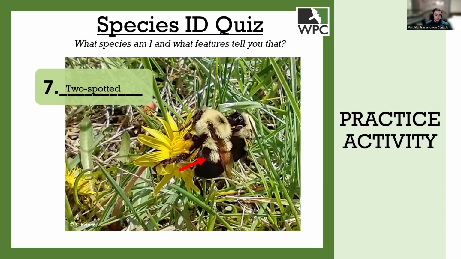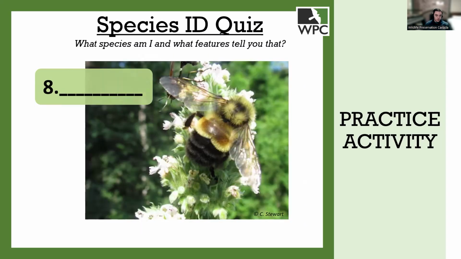Now I've got one more. This individual here, again fitting into our black bottom grouping. And I want to focus again on the abdomen. So we see T1 is yellow, T2, the bottom is yellow, but there seems to be a brown spot in the middle there on T2. This brown spot is characteristic of the rusty patch bumblebee. So because of this, we can identify this individual as the rusty patch bumblebee.